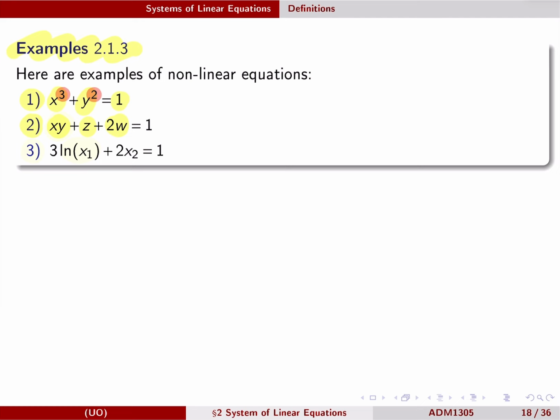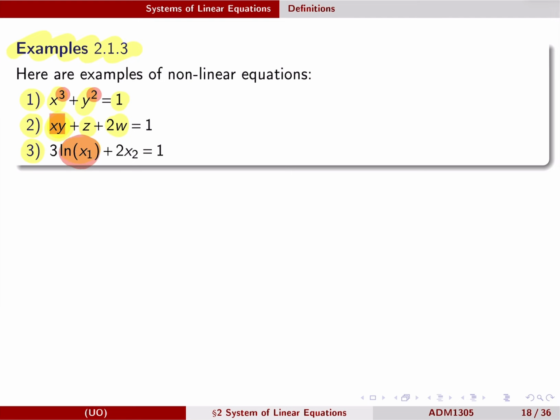So four variables, x, y, z, and w, all to the power 1. But the problem is that we're multiplying these variables x and y. There's no product between two variables allowed in a linear equation. So this is not a linear equation because two of the variables are multiplying each other. If they were dividing each other, that would also be bad. And the last example, you cannot have anything disgusting like a logarithmic term, an exponential term, or a trigonometric term.